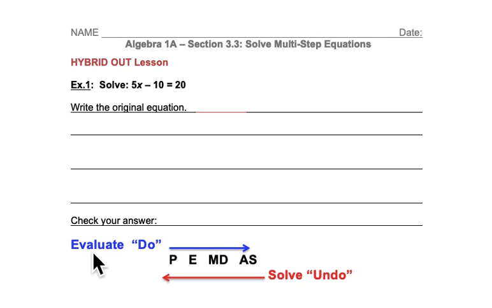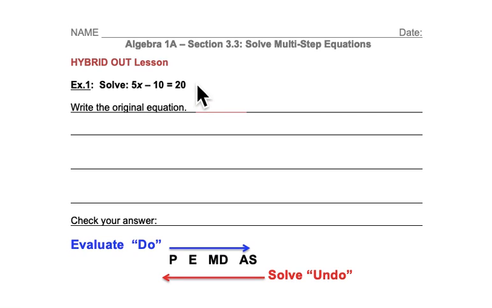When we evaluate an expression, we use PEMDAS. We do parentheses first, then exponents. Then we do multiplication and division, and last we do addition and subtraction. However, when you solve an equation, you're undoing all these things, so we have to undo them in the opposite order. We undo addition and subtraction first, then we undo multiplication and division. And if there's exponents, we undo them next, and if there's parentheses, we undo them last.